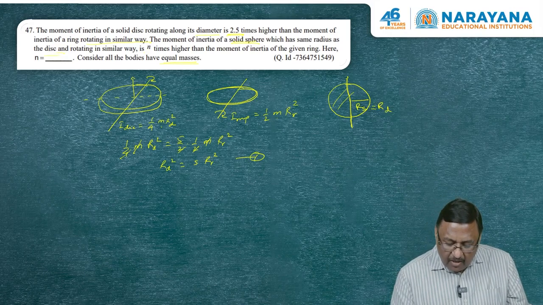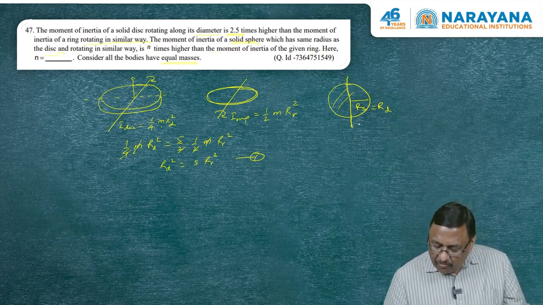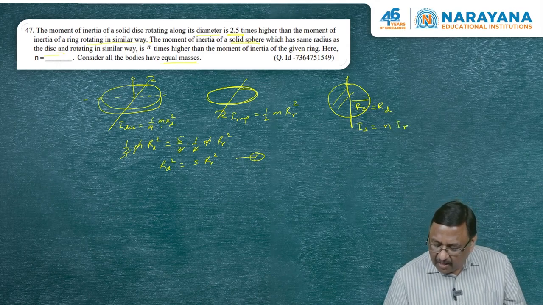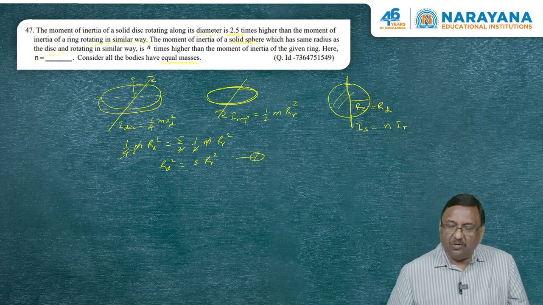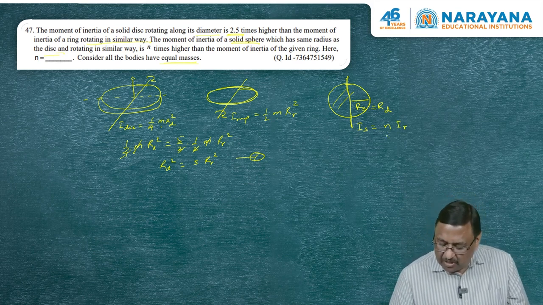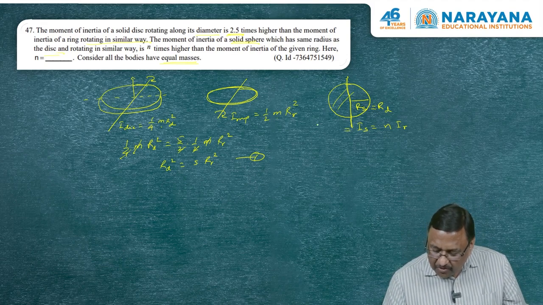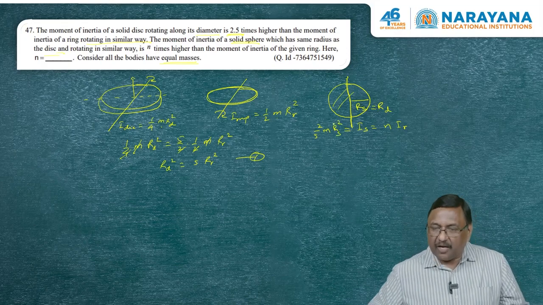In a similar way, the moment of inertia is n times higher than the moment of inertia of the given ring. So just see what we are writing: I of the solid sphere is n times the moment of inertia of the given ring, I of the ring. He is asking what is the value of n. I hope it's again a very simple question. I for the solid sphere, you know, is going to be 2 upon 5 times mass m into r of the solid sphere square. Again, I am considering the mass to be the same.